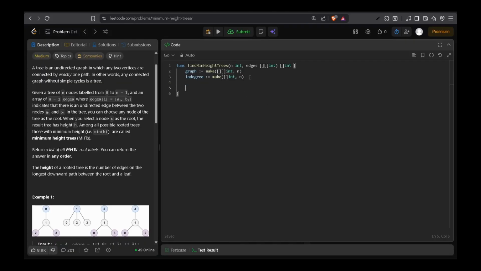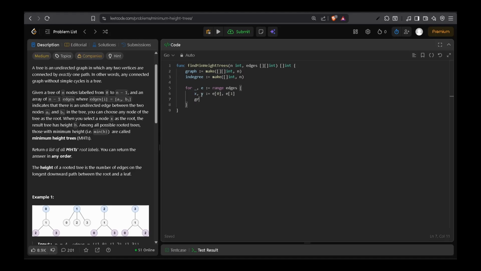How will we do that? We'll say for underscore comma e in range edges. So edges we are given saying that there is a connection between ai and bi, right? So let's say x comma y, e of 0, e of 1. This means X and Y are connected. X and Y are the two nodes that are connected via this edge, right?